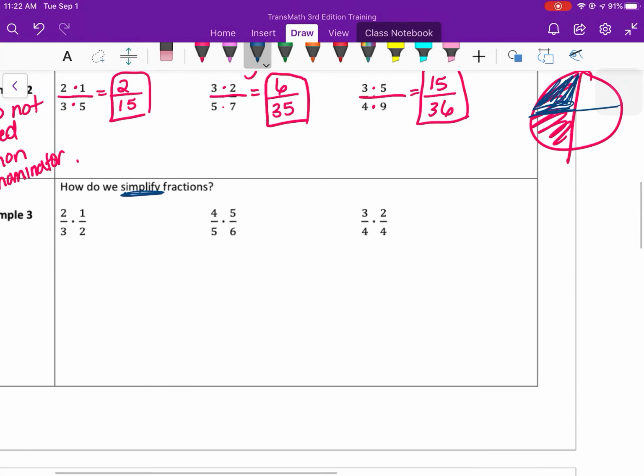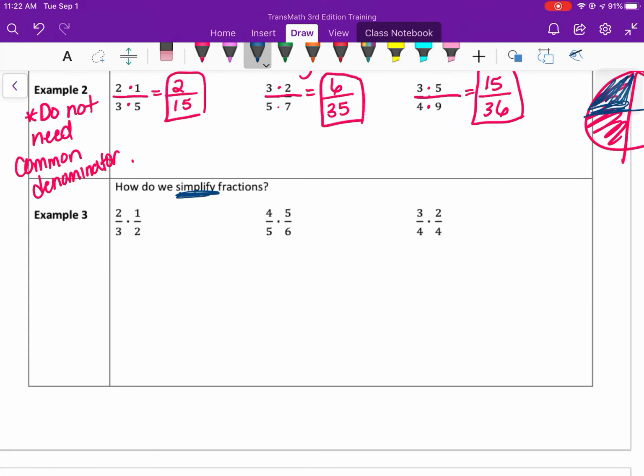How do we multiply and then simplify fractions? So we're going to review that quickly as well. So first, multiply by multiplying across the top and across the bottom. So 2 times 1 is 2. Then 3 times 2 is 6. Then to simplify, what you need to think about is what do these 2 numbers have in common? Well, I'd say they're both divisible by 2. 2 and 6 are divisible by 2.